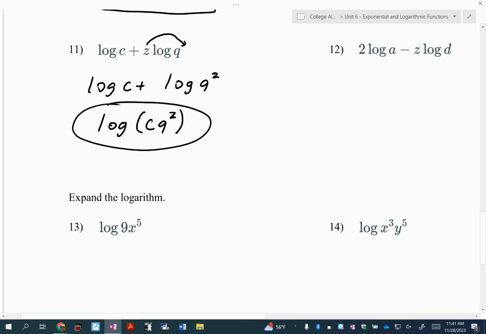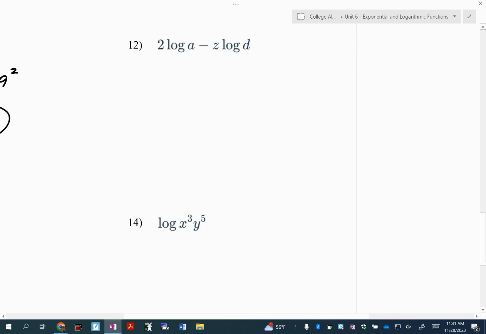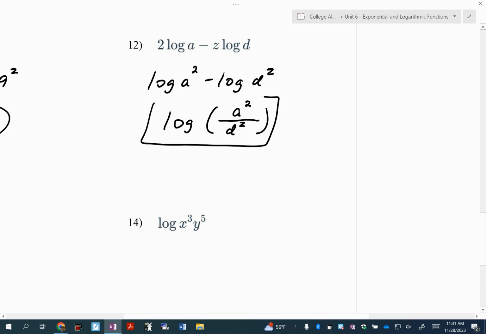That's number 11. And the last one, number 12, I've got 2 instances of things in front, so move those to become powers. So it's a squared minus the log of d to the z power. I'm going to have division. The numerator is a squared, and the denominator is d to the power of z. So that's it for number 12.